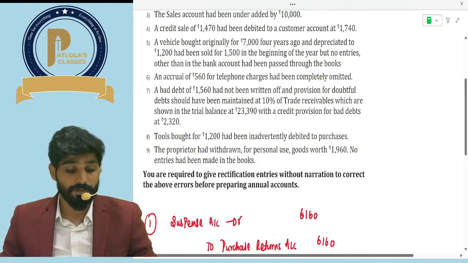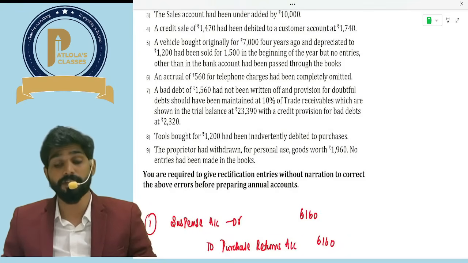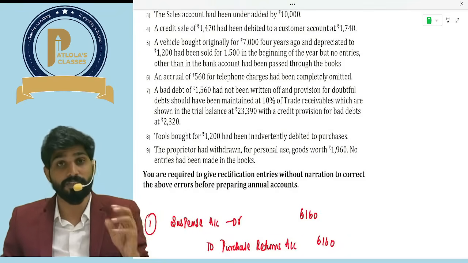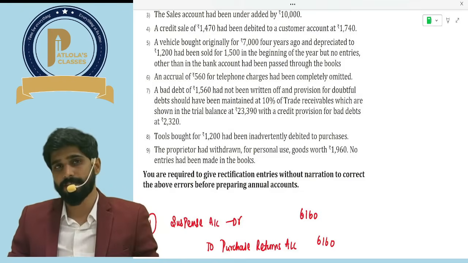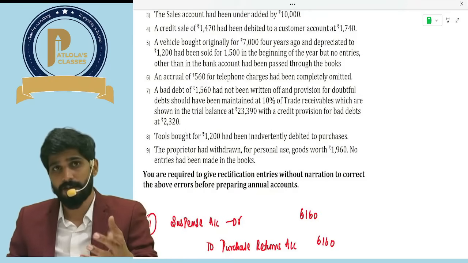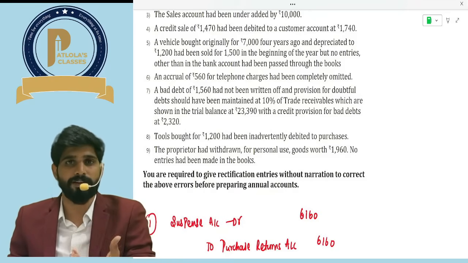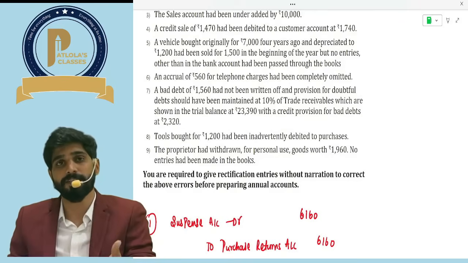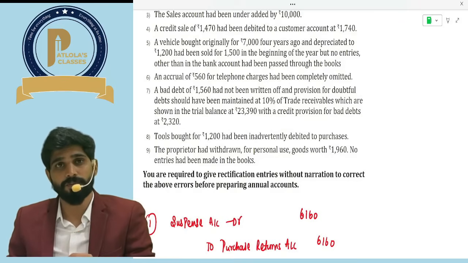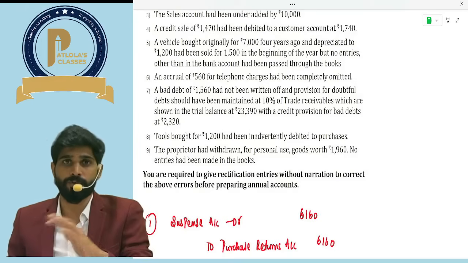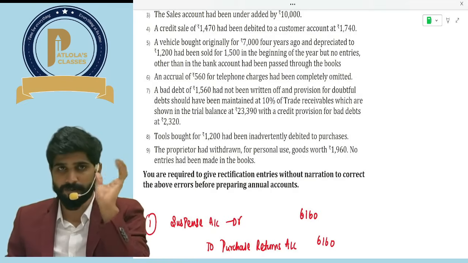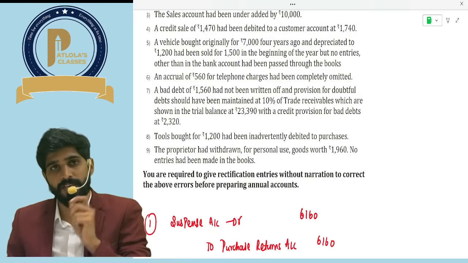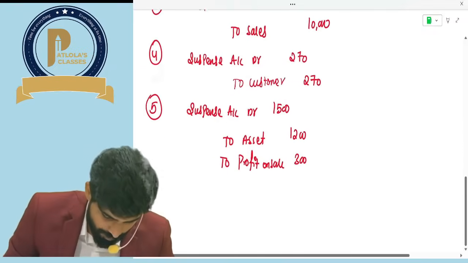Next, coming to the sixth one, an accrual of 560 for telephone charges has been completely omitted. It is not partial omission, it is complete omission. That means they have not recorded on the debit side and they have not recorded on the credit side. Whenever telephone charges are accrued but not paid, we call that outstanding. And outstanding expenses is a liability which will have a credit balance. As we know, as per accrual concept, whether you pay or don't pay, expenses have to be debited. So telephone charges being an expense will be debited and outstanding telephone charges being a liability will be credited.